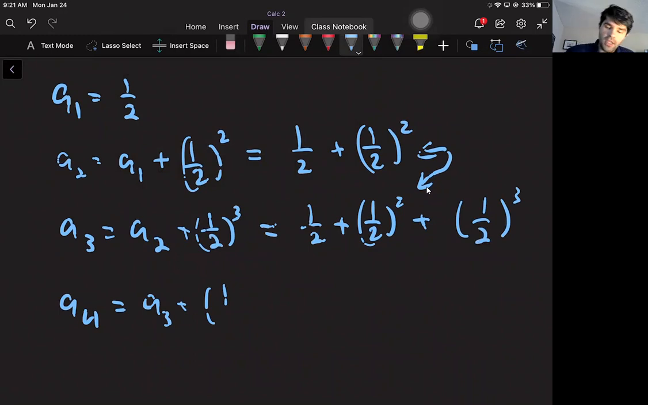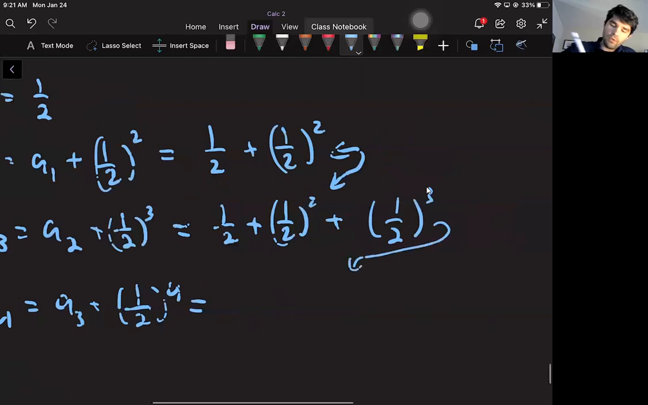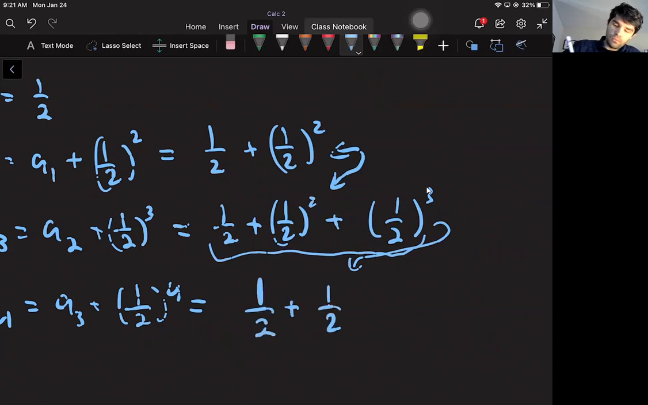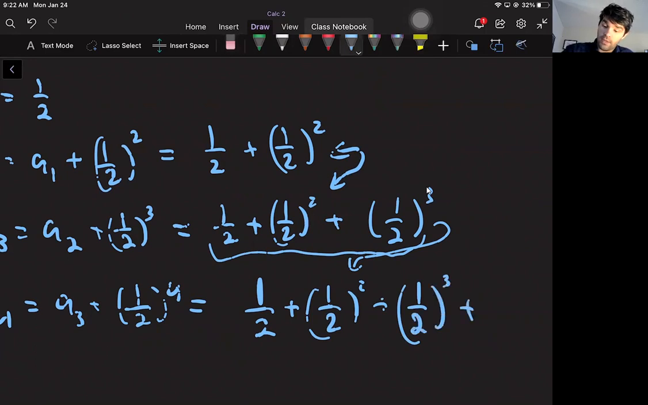Sorry about that. So A4 is A3 plus 1/2 to the 4th. A3 we know is this previous one. This whole thing is A3 here. So I'm going to replace that with A3. Why did I do that again? I just really want to write 3 really bad. Plus now we got this last 1/2 to the 4th.